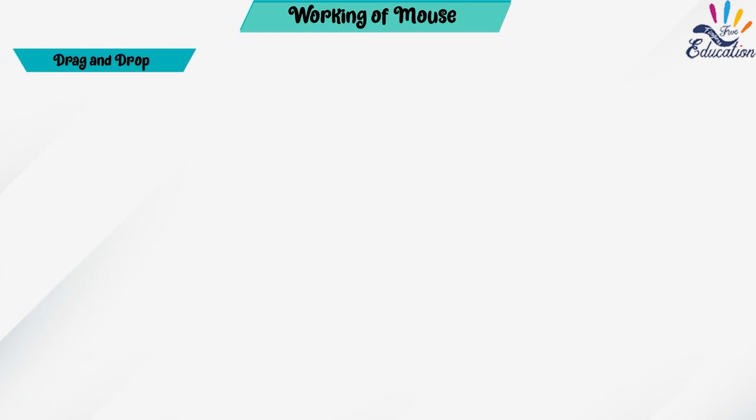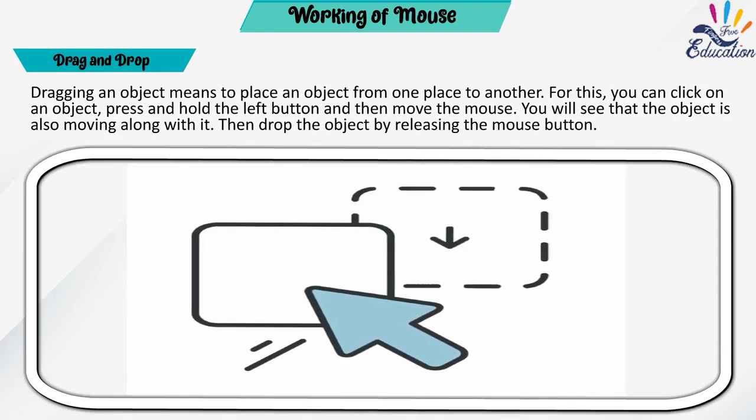Drag and drop. Dragging an object means to place an object from one place to another. For this, you can click on an object, press and hold the left button, and then move the mouse. You will see that the object is also moving along with it. Then drop the object by releasing the mouse button.